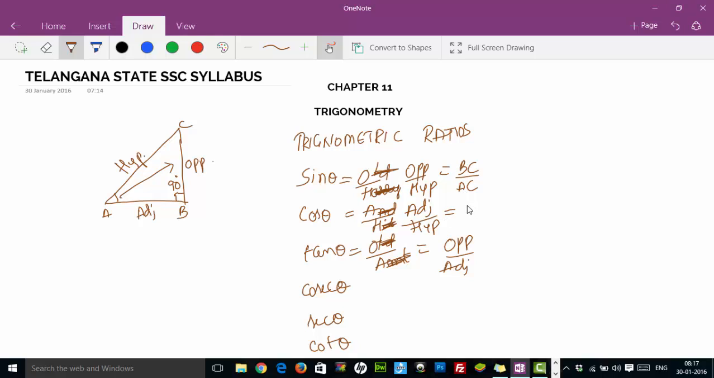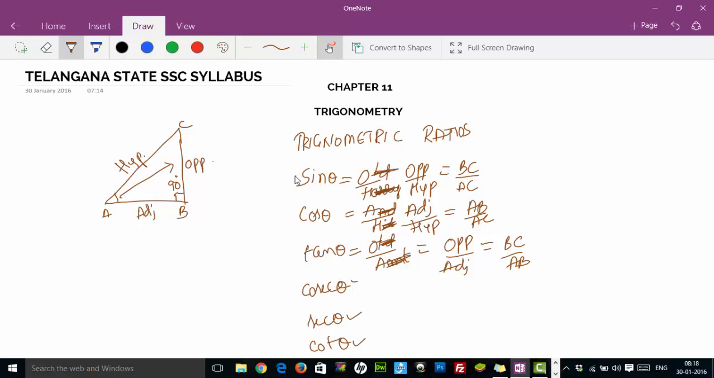In the same way, let us find out what is cos theta. Adjacent side is AB and hypotenuse is AC. So cos theta is AB by AC. Tan theta is opposite side by adjacent side. Opposite side is BC, adjacent side is AB. So from this, we have sine theta as BC by AC, cos theta as AB by AC, tan theta as BC by AB.